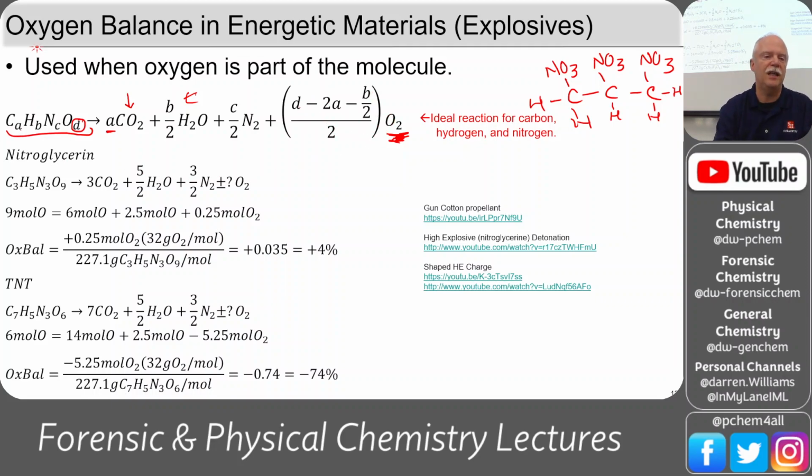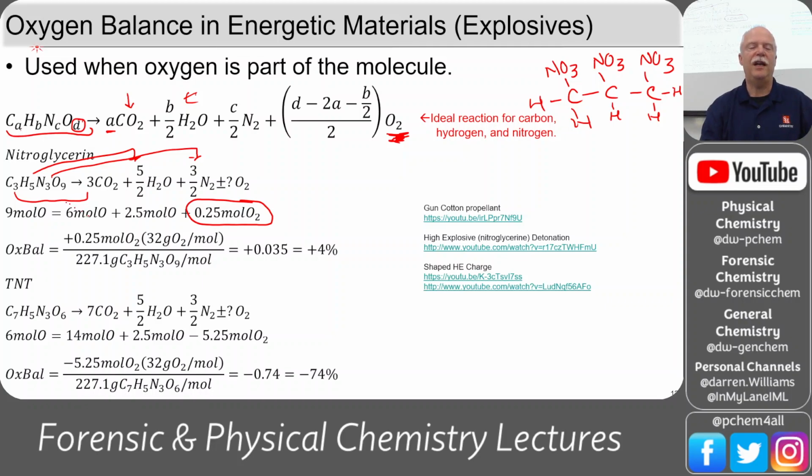And so this is the nitroglycerin equation. We have 3 CO2s, 5 over 2 waters, 3 over 2 nitrogens. You really don't even have to calculate the nitrogen because it's not related to the oxygen balance. And then whatever is left over, 9 moles of oxygen atoms divided by 2 to make the O2. And so when we calculate this, we get a positive number here. We get a positive oxygen balance of 0.25 moles of oxygen.